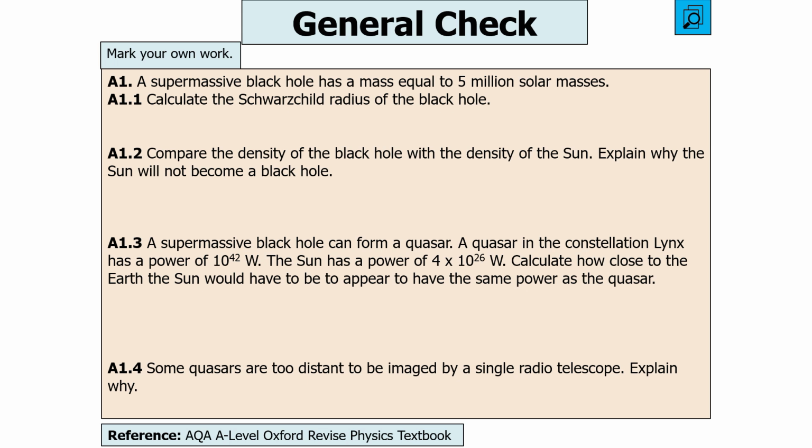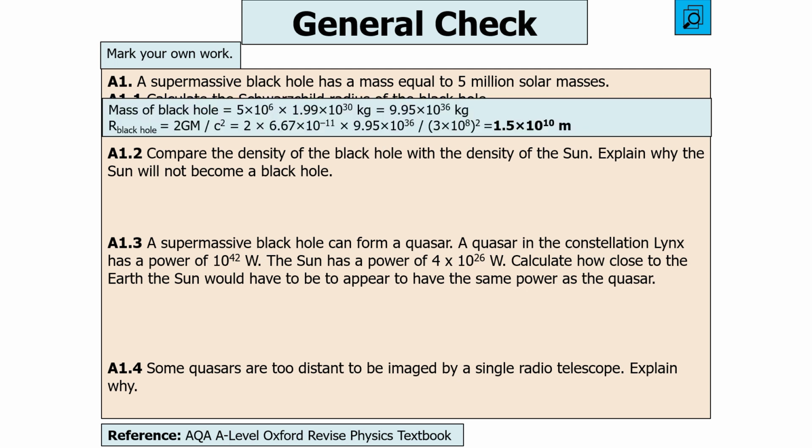Right, in this first one, we've got our mass in solar masses. So you can find out the mass of a solar mass by using the equation sheet. So you can work it through by doing 5 times 10 to the 6 times 1.99 times 10 to the 30 to get your mass of the black hole. We then use the Schwarzschild radius equation 2GM over c squared to work out our value to be 1.5 times 10 to the 10 meters.